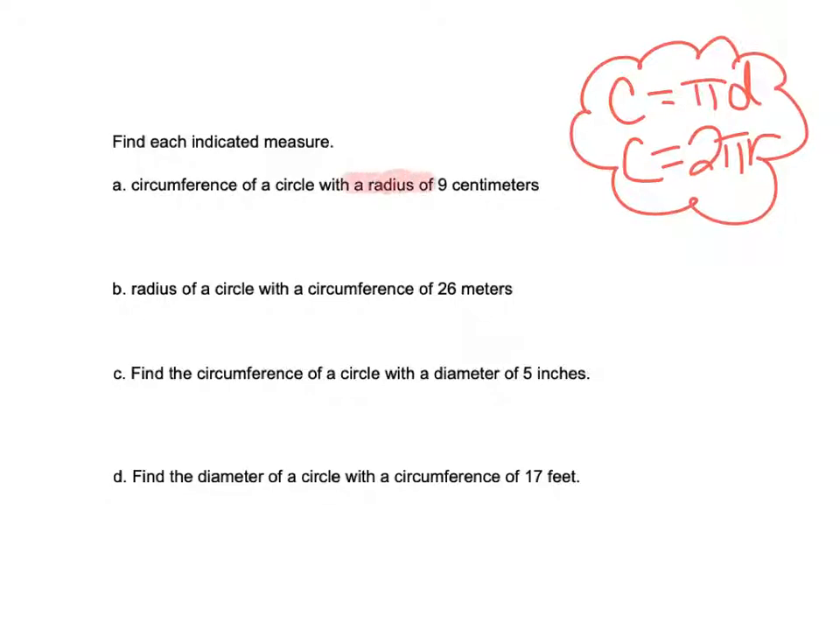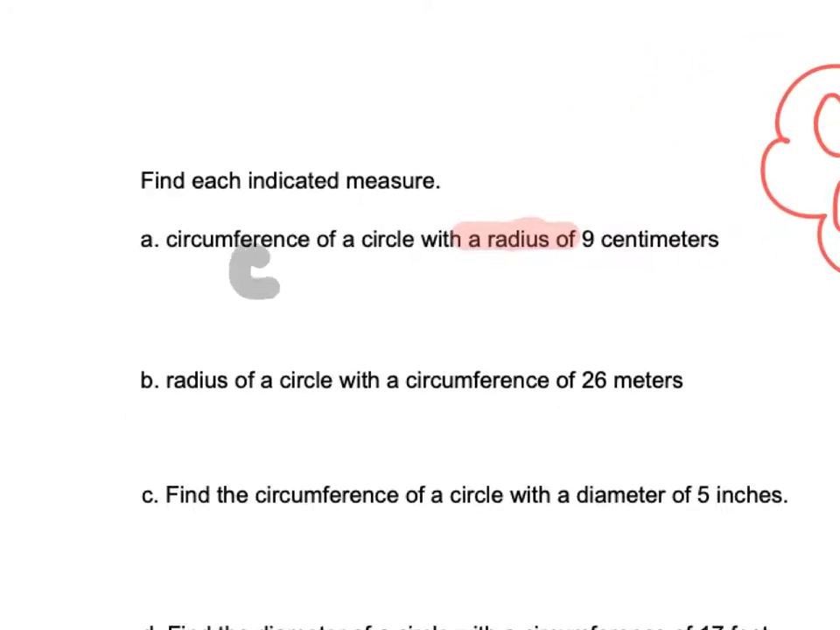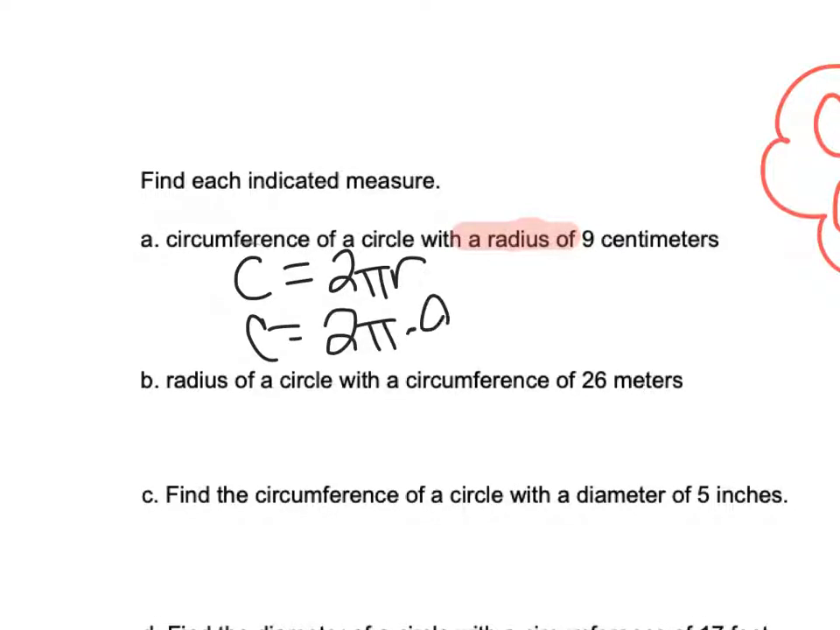Well, I know I have radius in the question, which means I should use my formula that includes radius. So I always like to start by writing down what my formula actually is, and then plugging in the numbers I need. So if I'm going to use the radius, it's 2 pi r. And it says we're finding the circumference and the radius is 9. So our circumference is going to be 2 times pi times 9, which would be 18 pi. If we left it in terms of pi, we could call it 18 pi because 9 times 2 is 18.